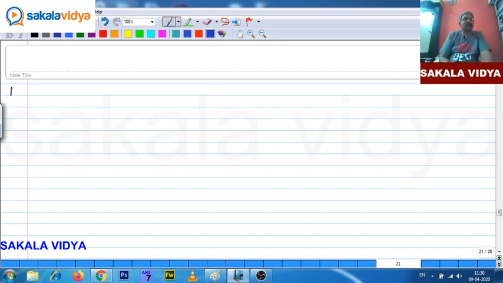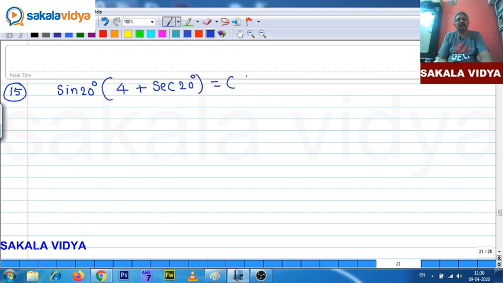Okay, let us do question number 15. Sine 20 degrees into 4 plus secant 20 degrees is equal to, first option 1 by 2, second option is root 2, third option root 3, fourth option we have 3.